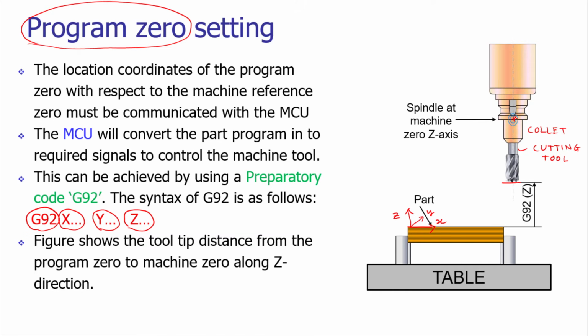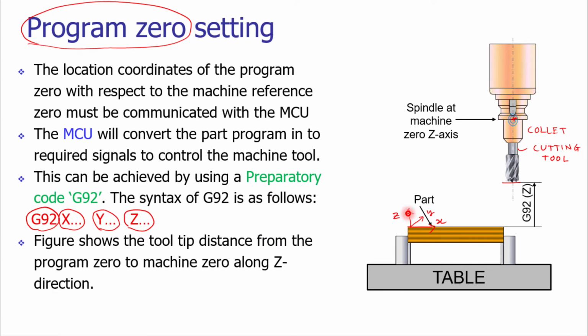Now we need to give the information to the machine tool about the distance of this point from the origin of the part, the distance of the machine 0 point from the origin of the part. So how to get this distance? To get this distance, we have to move the table and we have to match, or coincide, the part 0 with the machine 0.